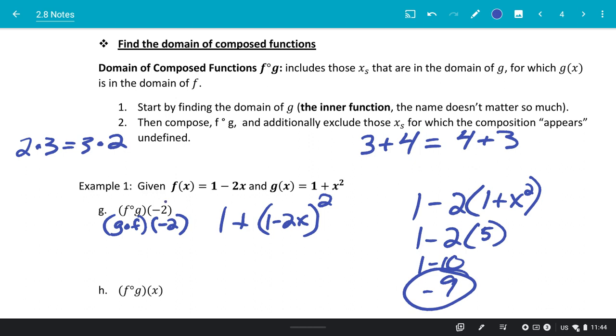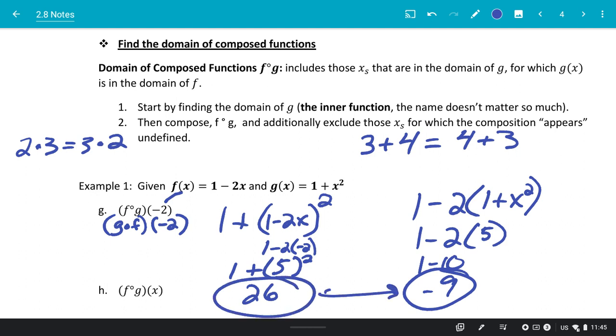Now if I plug in negative 2, we start with 1 minus 2 times negative 2, which is 5. Now I have 1 plus 5 squared. Well, 5 squared is 25, plus 1 is 26. Notice those are not the same. Therefore, composition functions are not commutative. Just because you can do it one way, when you do it the other way, you're going to get something totally different. And that's one of the things that makes these so confusing for so many people.